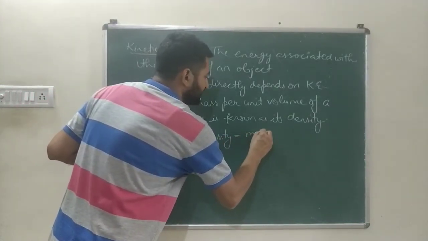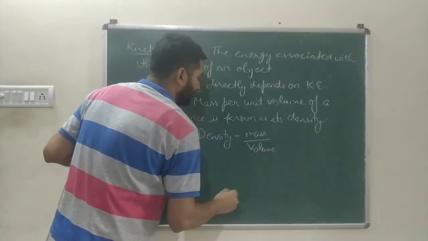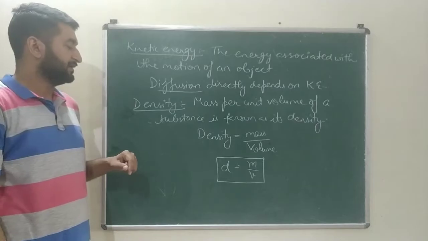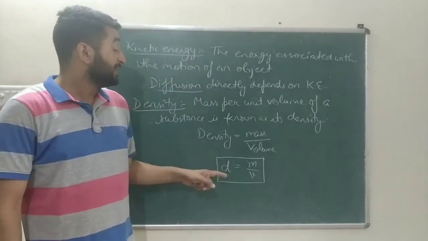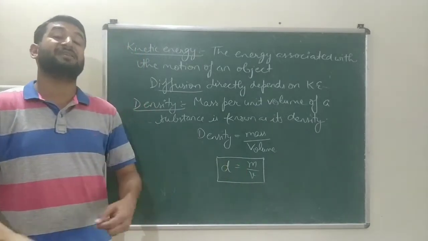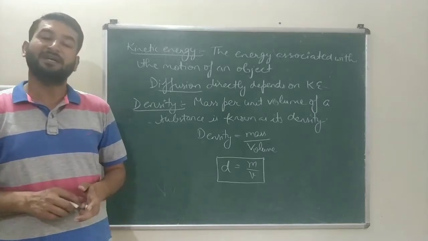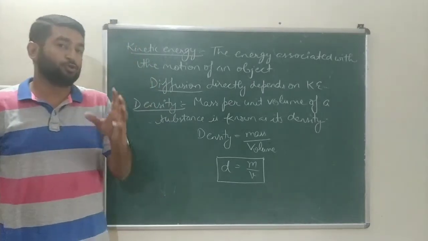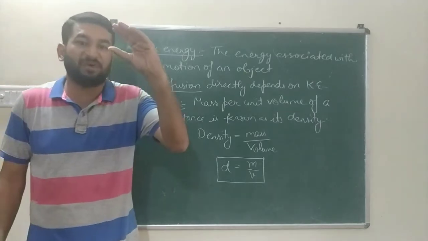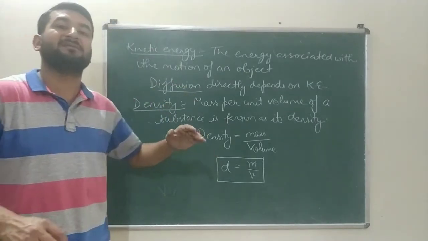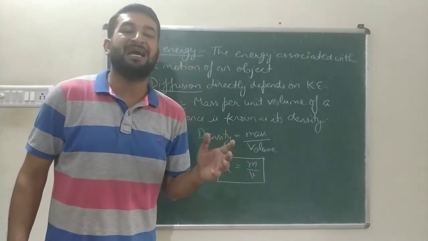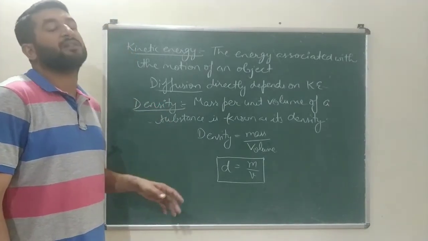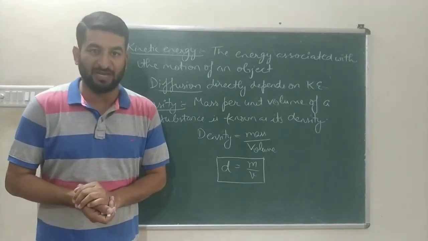So density is given as mass divided by volume. That is, density D equals M by V. So density equals mass per unit volume. If mass is more and volume is less, the density of that substance is high. That's why solids have high density. Why? Because solid particles have more interparticle force of attraction, due to which those particles come closer to each other, the space between the particles reduces and the density rises. The density is more as compared to liquids and gases. So this is what density is all about. The mass per unit volume of a substance is known as density.